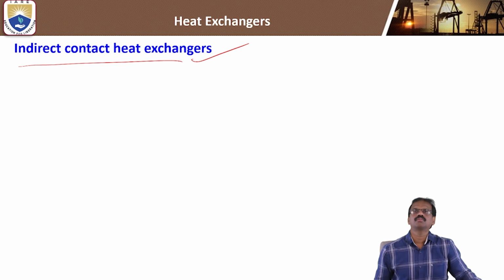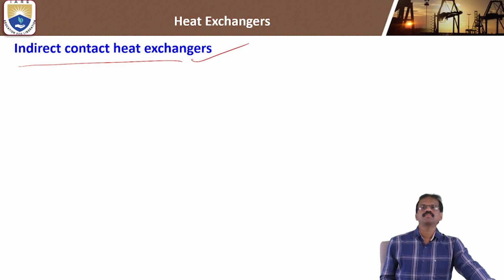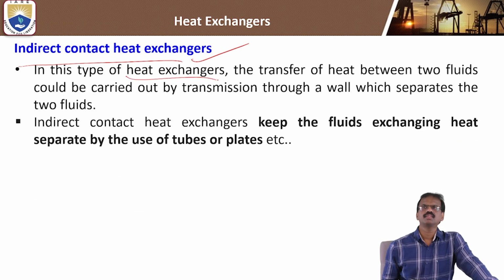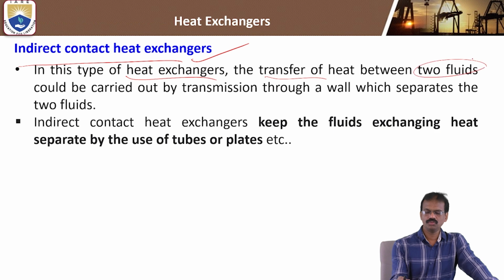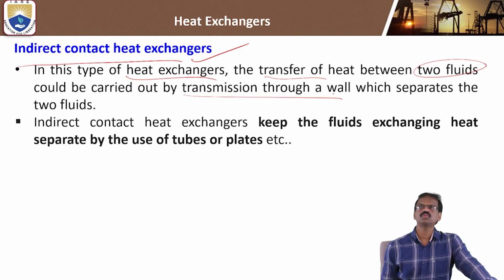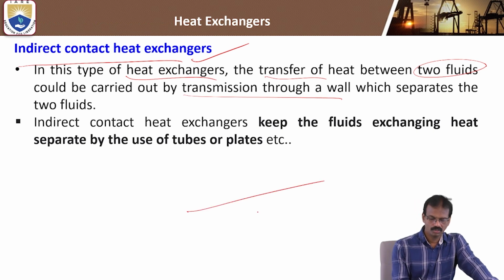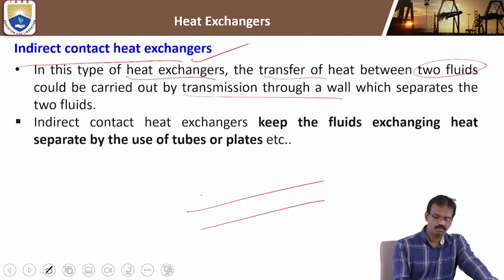Here, both the fluids are separated by some external pipes, some surfaces, some pipes. In this type of heat exchanger, the transfer of heat between two fluids, hot and cold fluid, is carried out by transmission through a wall which separates the two fluids. Suppose this is the pipe, and this one is the shell.